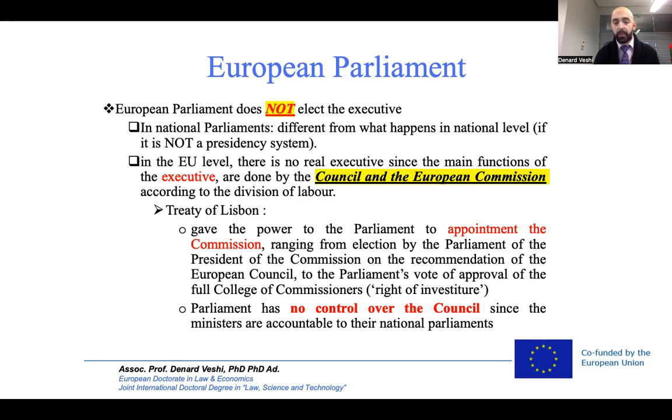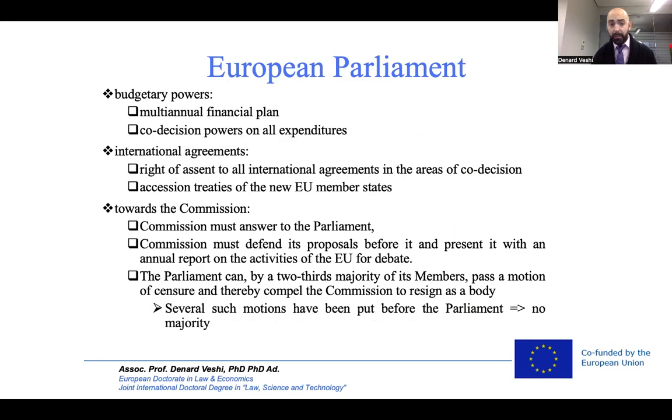In the Treaty of Lisbon of 2009, the Parliament has a high power compared to the Commission because it appoints the Commission. However, the Parliament does not have any control over the Council. The European Parliament has budgetary power. It has power regarding international agreements, for example, the accession treaty of the EU member states. It also has power compared to the Commission, not only because it appoints the Commission, but also because through a 2/3 majority of its members it can pass a motion regarding the resignation as a body of the Commission.